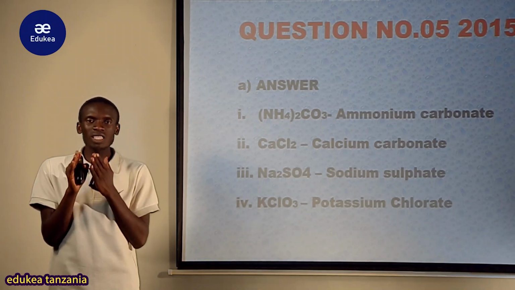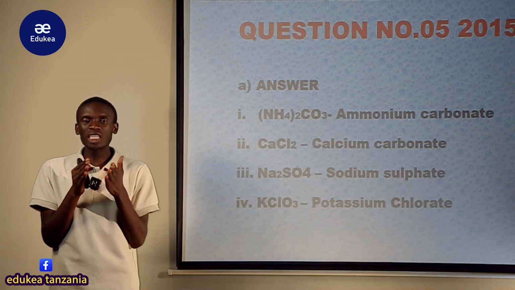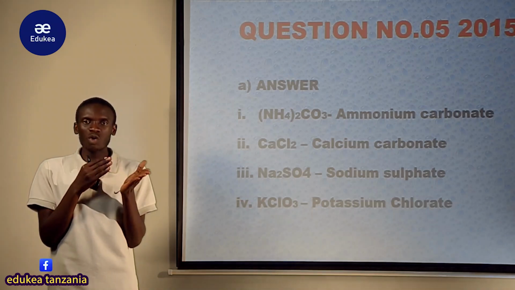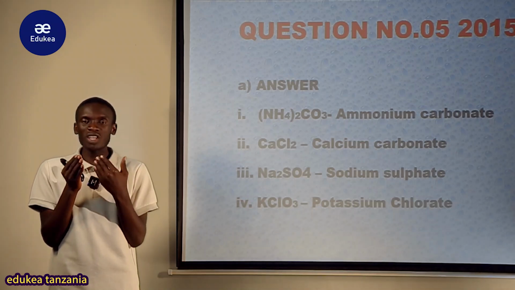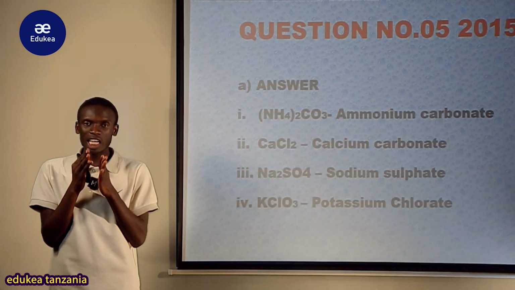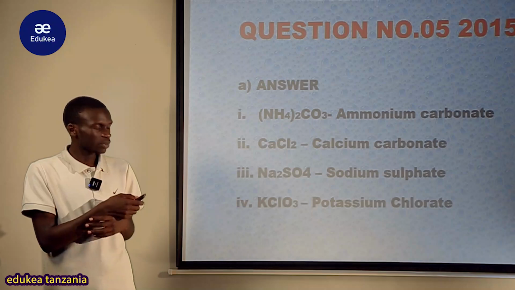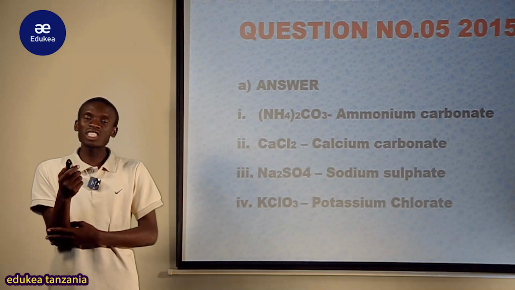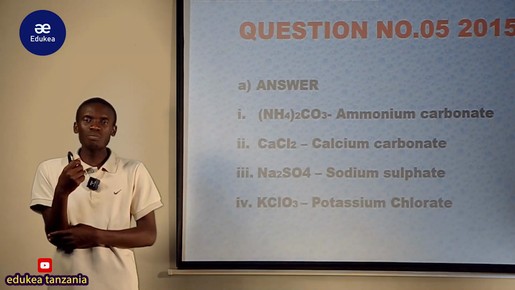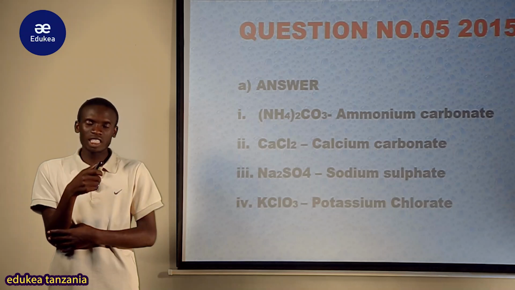Yani ukishajua properties zake, ni rahisi kufanyaje kuziandika difference zake. Properties ya huyu ni ipi, properties ya huyu ni ipi. Obviously zinakuwa ni tofauti. Kwa hiyo zile properties zake ndio utazitumia katika kuandika difference. Let's see the properties. So first let's see the properties of covalent compound and the electrovalent compound.